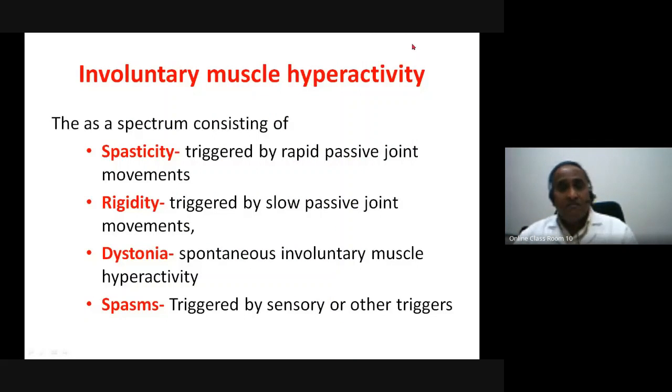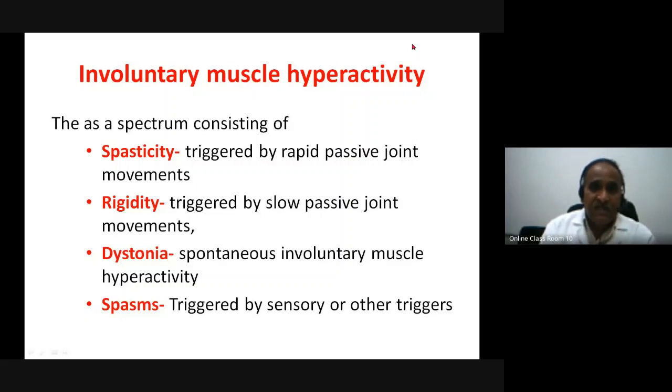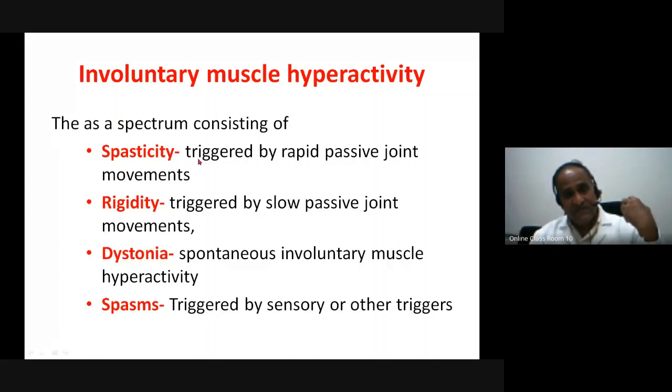There are a number of muscle hyperactivities. I have discussed four of them here: spasticity, rigidity, dystonia, and spasms. Spasticity is a velocity-dependent component. It is triggered by rapid passive joint movement. But the spastic resistance is only temporary. It yields, it gives way. That is what is called clasp-knife rigidity.